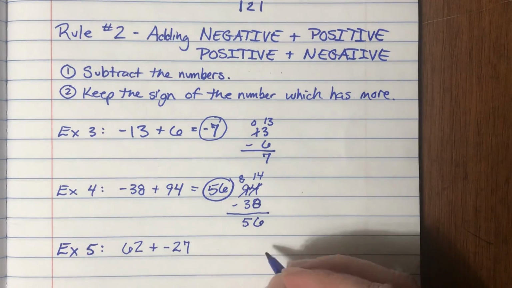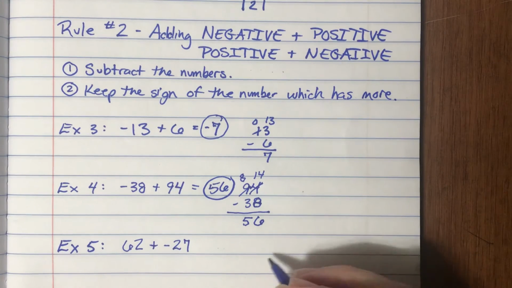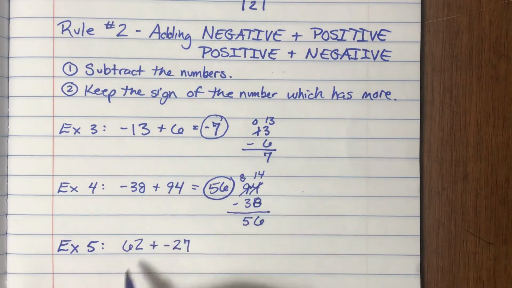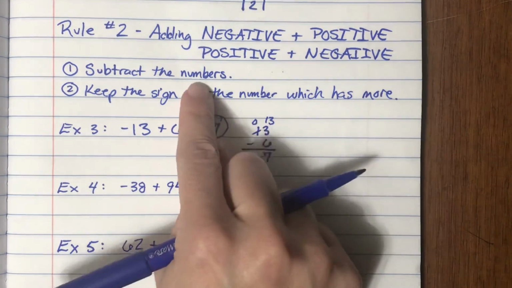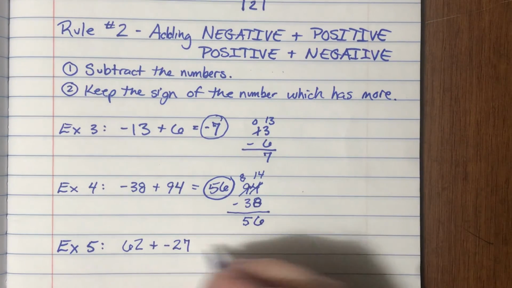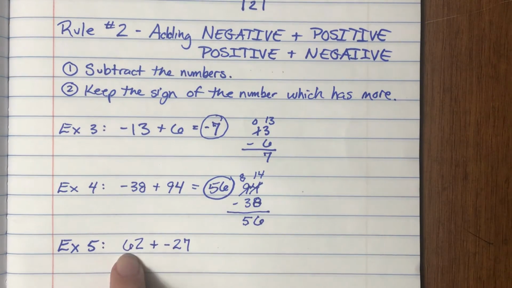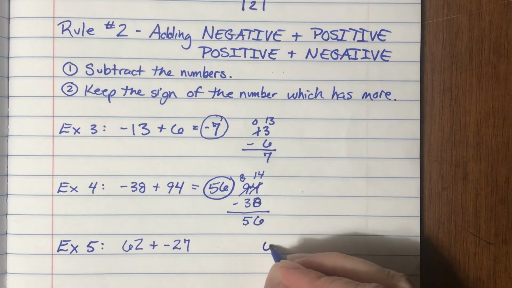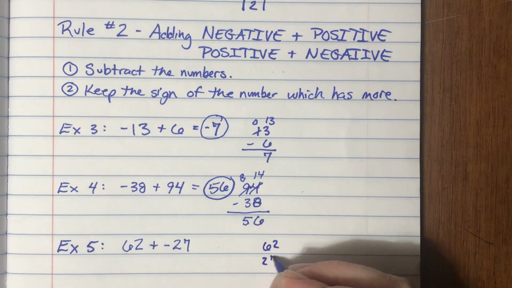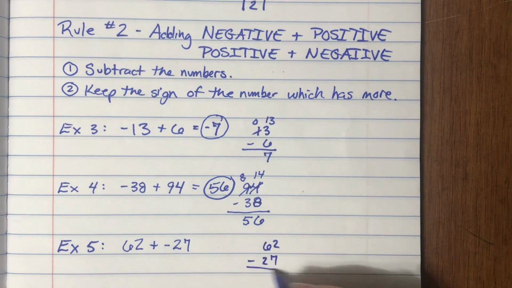All right, I hope that you paused the video, and we're going to go ahead and work this out. So again, we notice that it's a positive and a negative. We're going to subtract the numbers. I'm going to put the one that has more on top. Which one has more, 62 or 27? 62 is going to go on top because it has more, and I'm going to subtract these numbers.